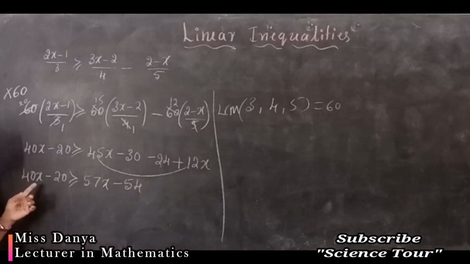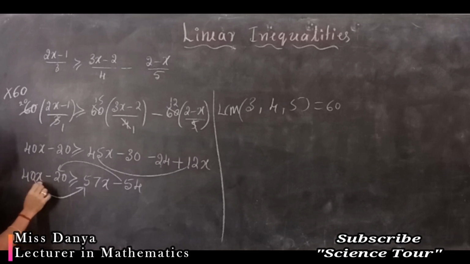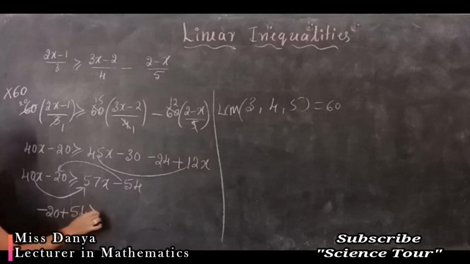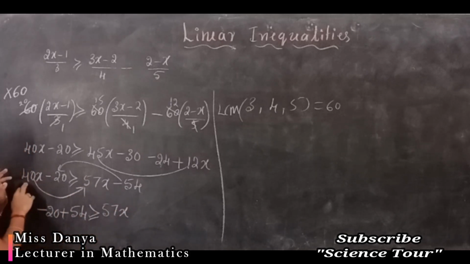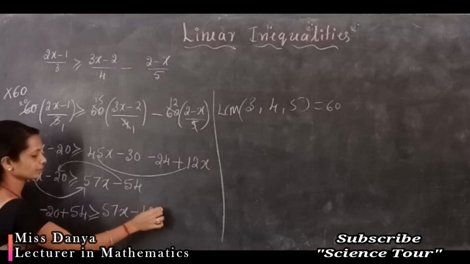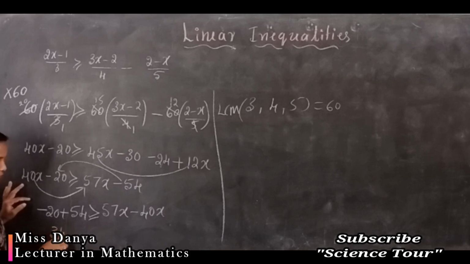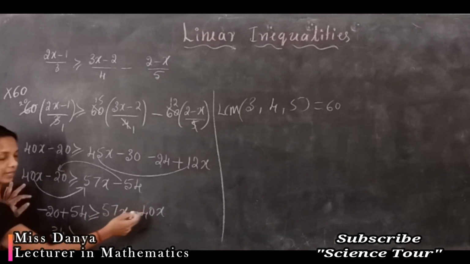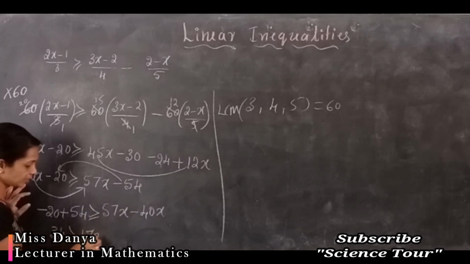Now, the x term is larger on which side? That side you shift the x term, and to the other side you shift the numbers. So here we write the numbers: minus 20 already there, with that the minus 54 on this side becomes plus 54, and the symbol greater than or equal to. Here 57x is already there, so without change you write 40x on the other side as minus 40x. And 54 minus 20 is what? That is 34, greater than or equal to 57x minus 40x, that is 17x.